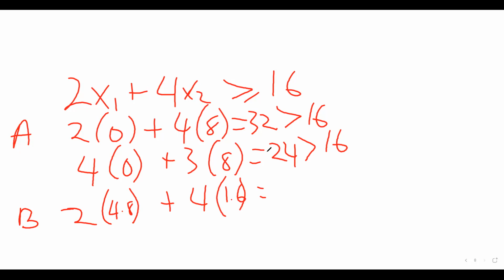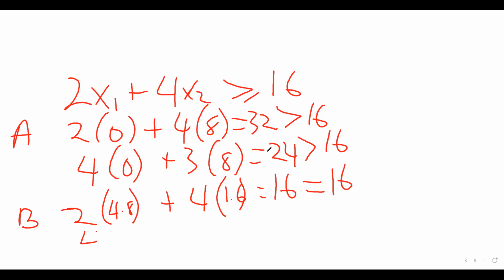So I'll just take my calculator. 2 times 4.8 plus 4 times 1.6. You get 16 exactly. So you get 16, and that is satisfied and is equal to 16. So let's look at the second one.